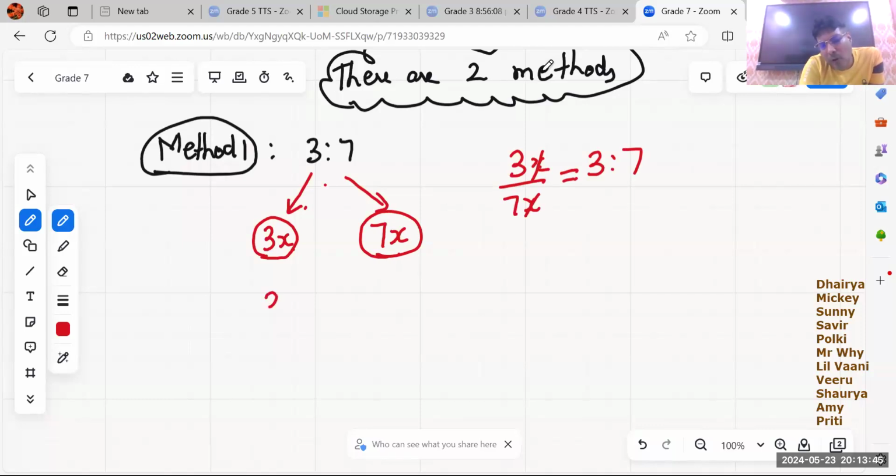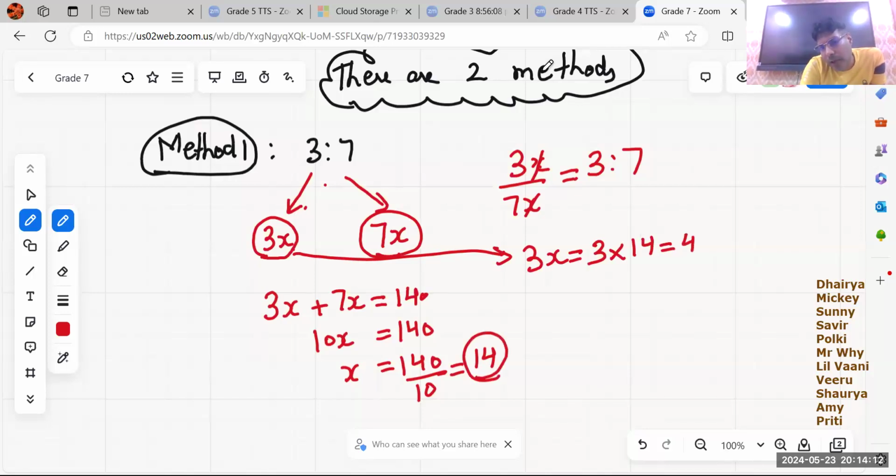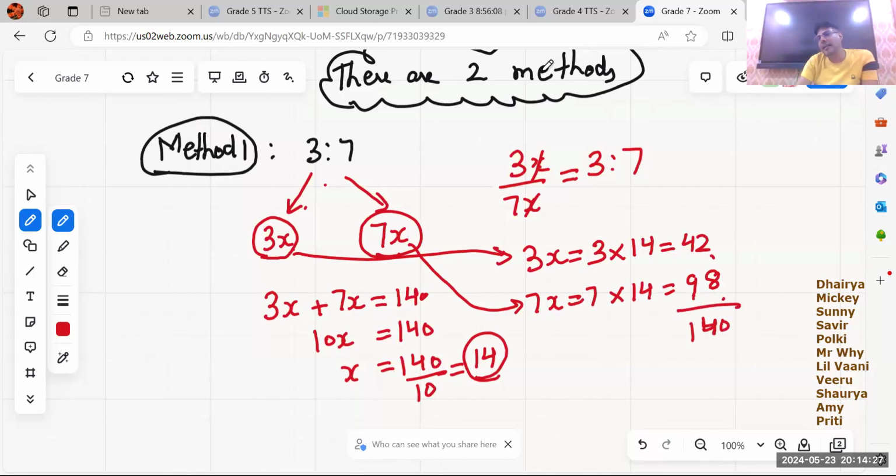Now the total is 140. So 3x plus 7x gives you 140. 10x gives you 140. x gives you 140 divided by 10, which is equal to 14. But the problem is not solved yet. Because you took them as 3x and 7x, 3x will be equal to 3 into 14, which is 42. And 7x will be equal to 7 into 14, which is 98. And when you add them, you get 140. So Mikey got 98 and Dheeraj got 42.